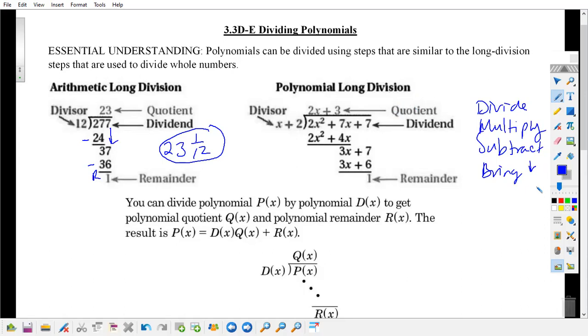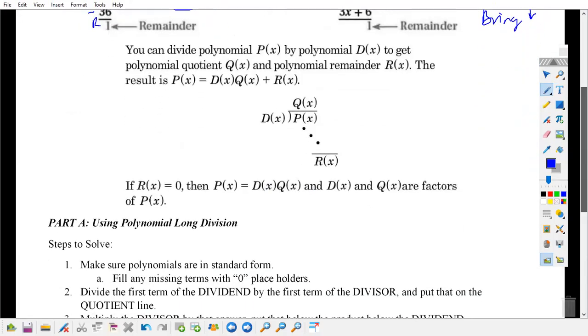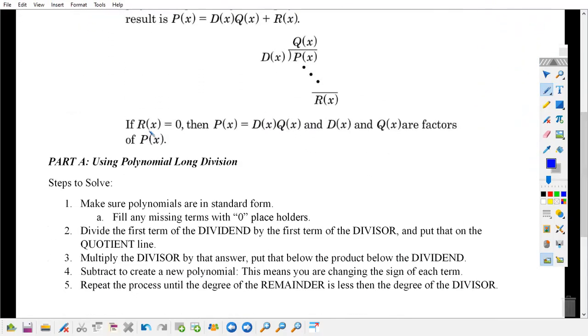So we can divide polynomials to get a polynomial quotient. And that's what we're going to be doing. If your remainder is 0, what that means is that your divisor is a perfect factor of that polynomial. So if our remainder is 0, then it is a perfect factor. If our remainder is not 0, then it is not a perfect factor. Does that make sense?